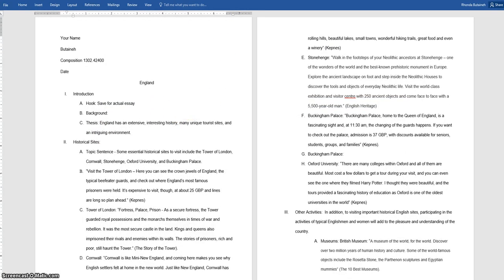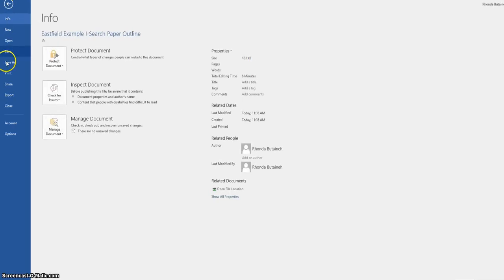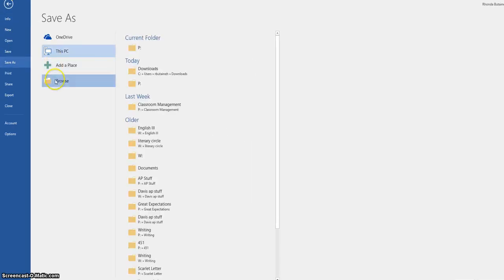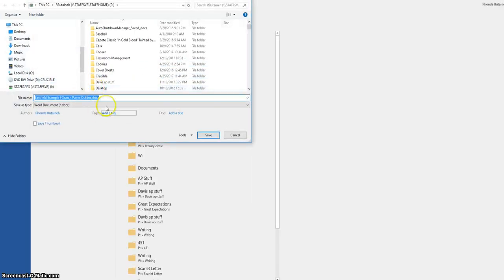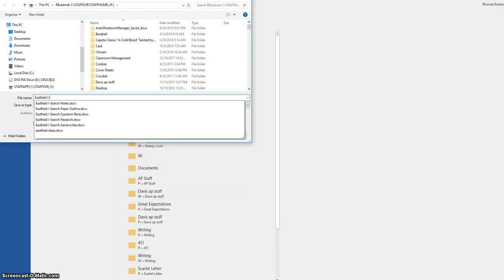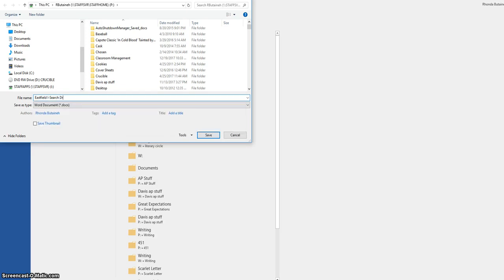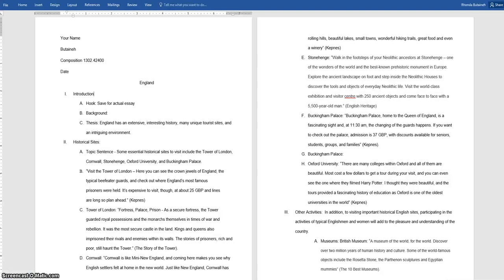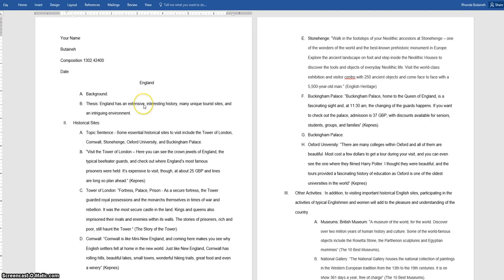But I have my outline here. So I'm going to save it as a new document. Just make sure you save it under a new name. Okay, as my outline. But I'm going to change it into an essay. And so I will get rid of all the Roman numerals. I would actually write my hook here.